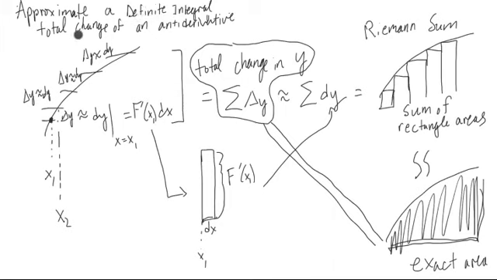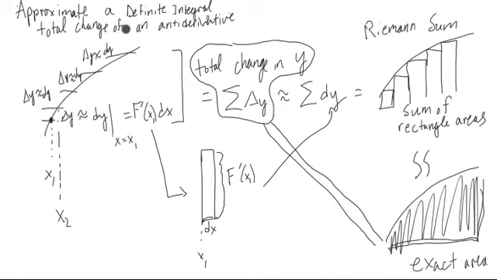Let's talk about a way that we can approximate a definite integral. A definite integral represents the total change of an antiderivative. It also represents the exact area under a curve, because it's the change of an antiderivative, and the area function is an antiderivative.